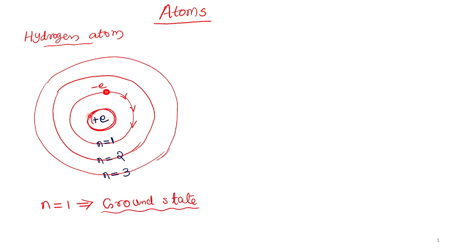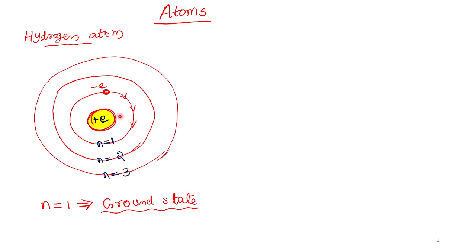Hydrogen atom will have a nucleus. Hydrogen atom contains only one proton, correct? Hydrogen atom contains only a single proton in the nucleus. Is it correct? Yes, sir. Single proton will be there in the nucleus. The charge of the proton is plus E, correct? What is this? This is actually the nucleus of the hydrogen atom containing only a single proton having charge plus E.